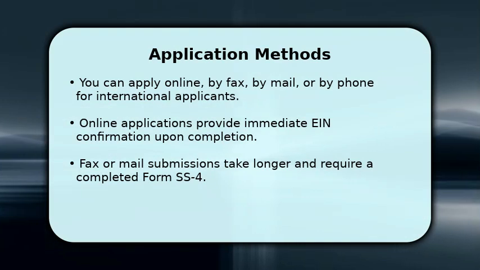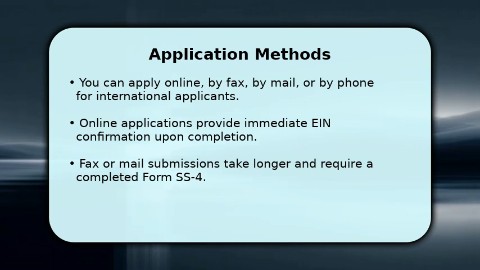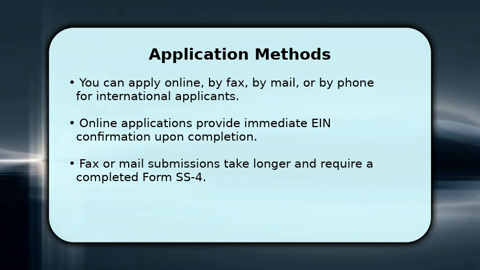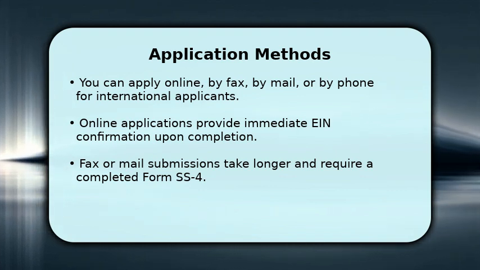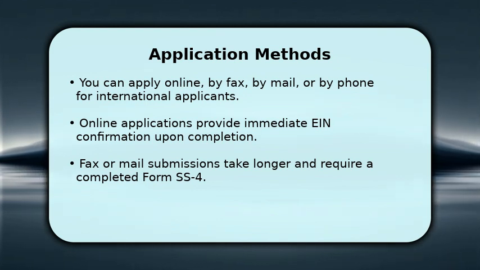You can apply online through the IRS EIN Assistant for a fast confirmation, or complete Form SS-4 to fax or mail if you need paper records. International applicants can call the IRS to apply by phone. Ensure the responsible party information matches IRS records and that your mailing address is accurate. Include a copy of your formation documents if requested. Retain copies of all submissions for your records and compliance.